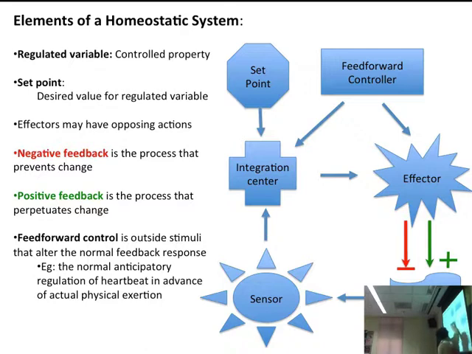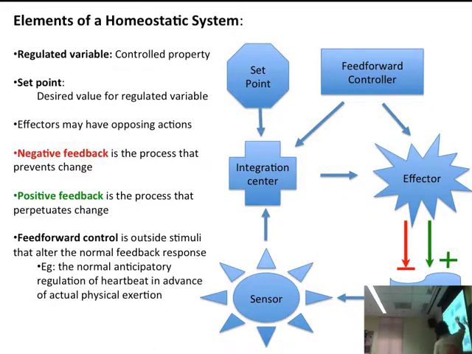That integration system compares the sensed value to a set point, and then it decides what to do, and it sends a signal to an effector, which is something that's going to change the variable, and then that affects this regulated variable. You can have negative feedback, which slows down the change in that variable, or you can have positive feedback, which speeds it up. There are certain types of positive feedback mechanisms in the body, like childbirth. We'll talk about those in a bit.